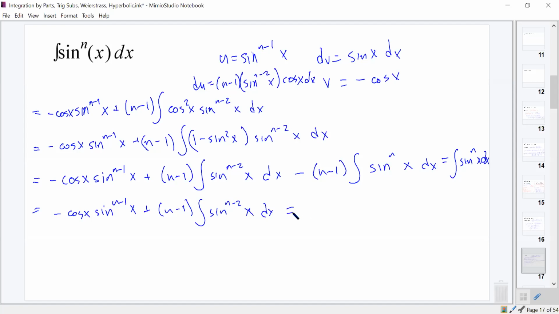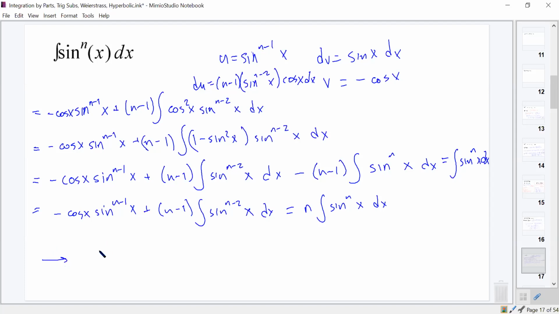so if I have one of these over here, and I add to it the n minus 1 of them, what do I have of them? I'd have n of them, exactly. So I have n integrals of sine to the n of x dx. And so what do I then need to do to just solve for the sine to the n of x? I just need to divide everything by n.